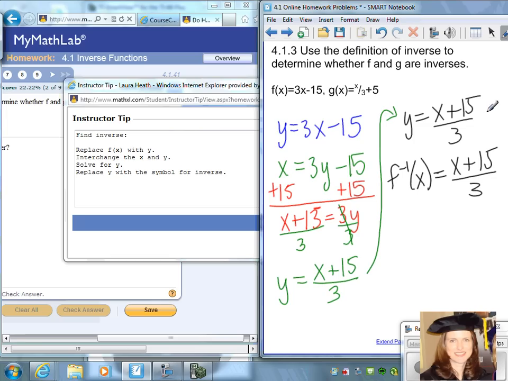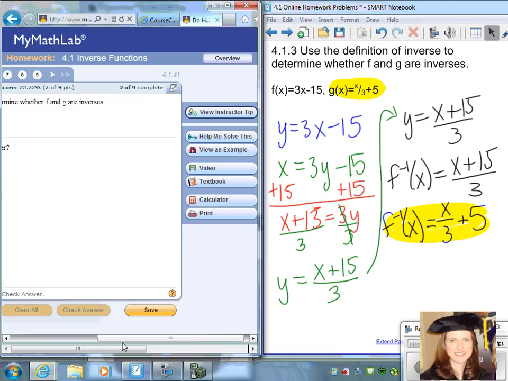Now this can be written another way. You can divide both of these terms by 3, and that will give you x over 3, x divided by 3, plus 15 divided by 3. 15 divided by 3 is 5. Now notice that this is the same thing as our g of x function is the same thing as our f inverse of x function when you simplify it.